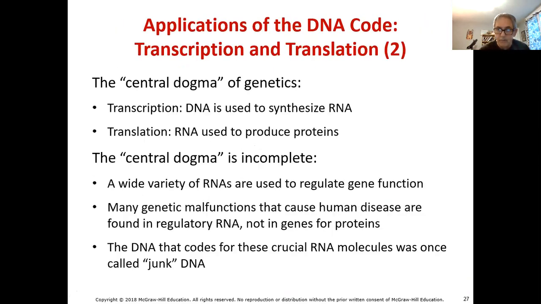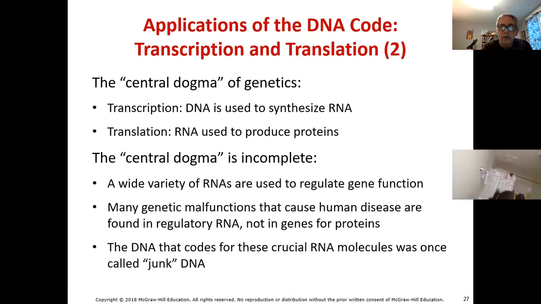Then I had slide number 7. We talked about the genetic code. It's the central dogma of genetics. Transcription is when DNA is used to make RNA, and translation is when the RNA is used to make the proteins. There's a wide variety of RNAs that are used to regulate gene function. They can even be involved in human disease.